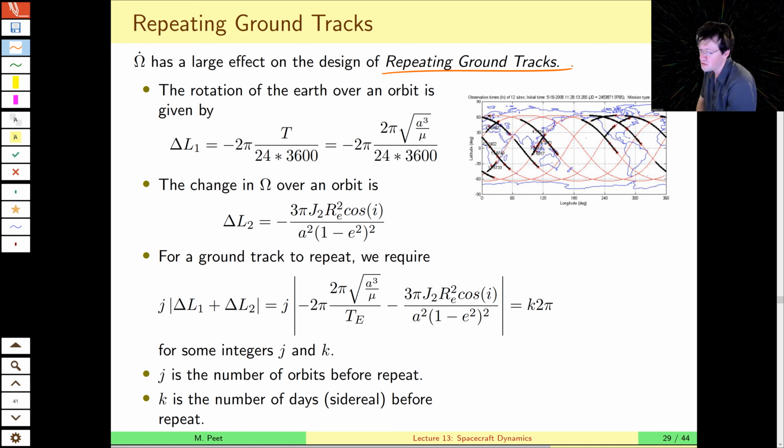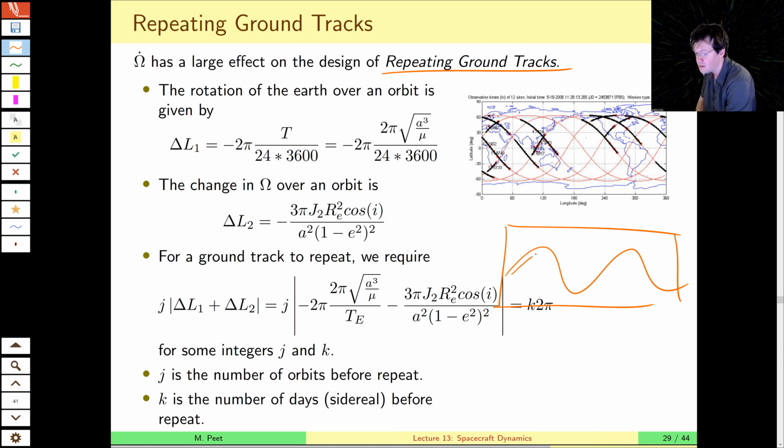So what is a repeating ground track? I guess that's the first question. This is the points over which you're over on the Earth's surface. The ground track typically for a satellite looks sort of like a spirograph, right? And they look like that. And then the next time they're like that. The next time they're like that. The next time like that, right? So unless you're careful, they don't typically repeat.